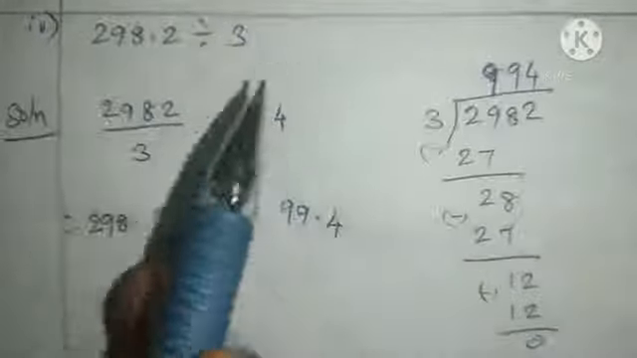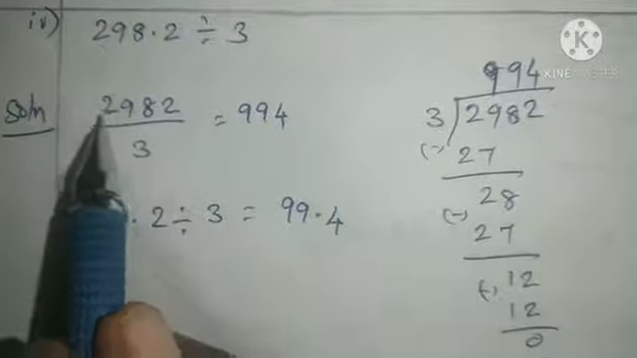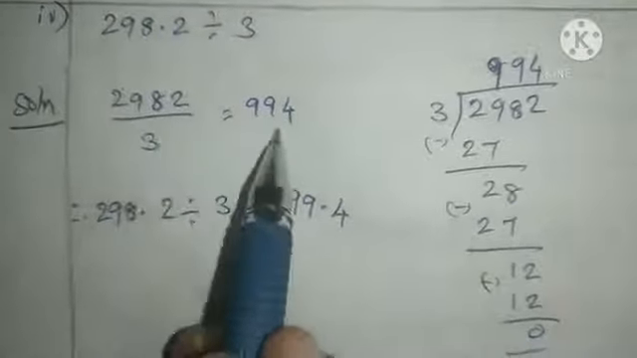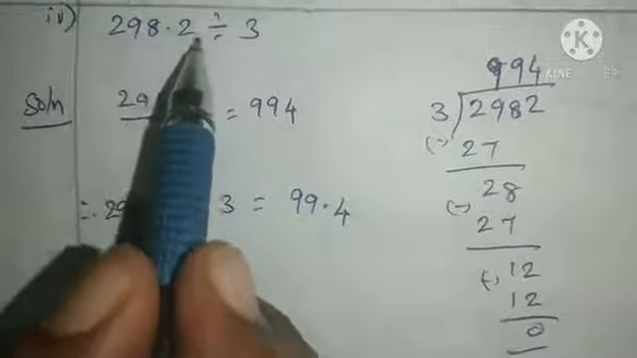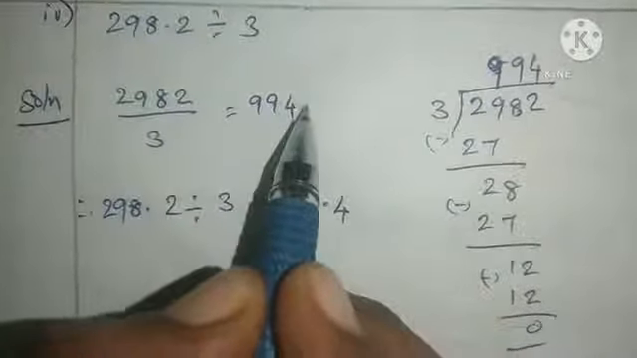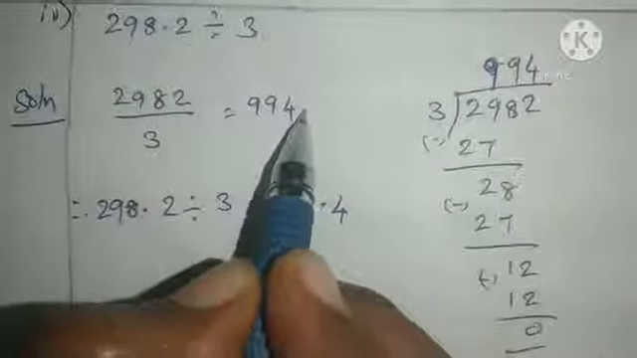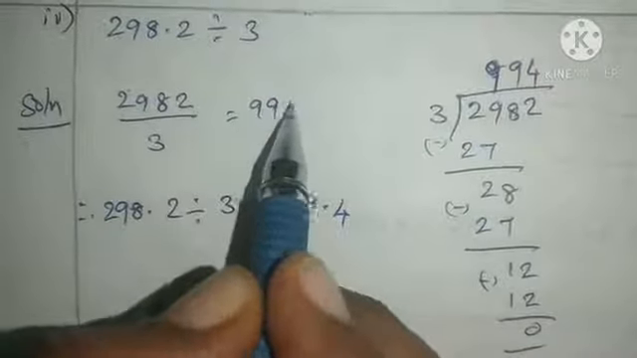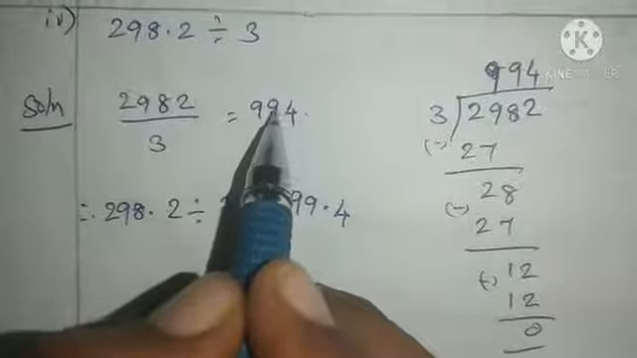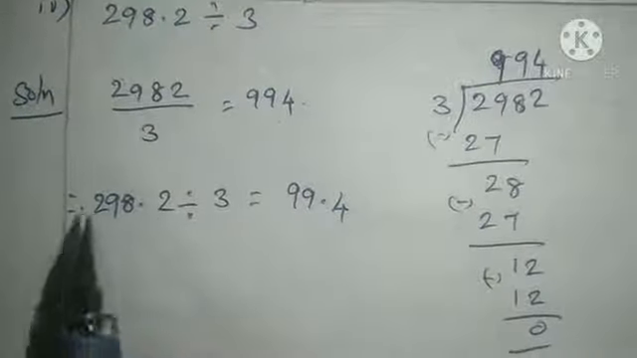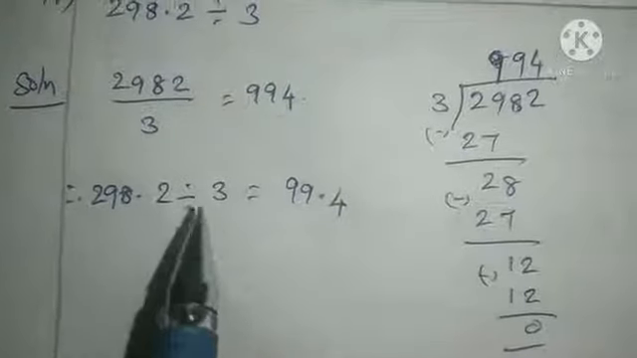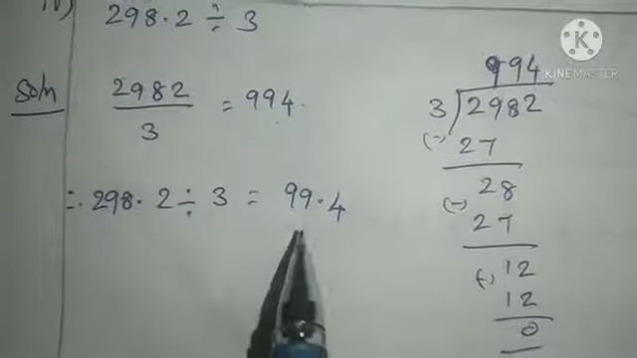Let's see one more sum. 298.2 divided by 3. Here also when we divide 2982 by 3, we get 994. In this sum, we have only 1 decimal place. Therefore, you have to move 1 place to your left. If you are moving its decimal point towards the left, then we get the answer as 99.4. That is 298.2 divided by 3 is equal to 99.4.